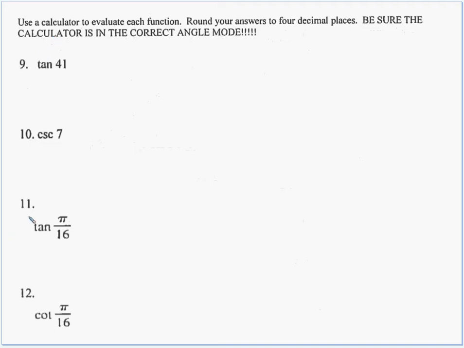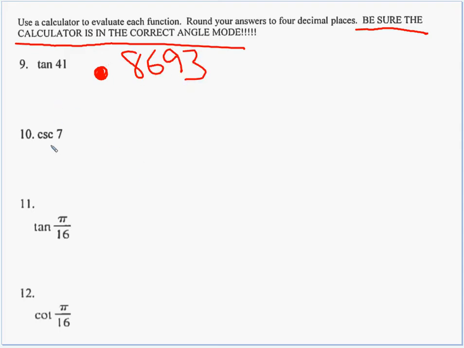Here for these, we're just going to do them on the calculator. Again, I made it in all caps. Be sure your calculator's in the correct mode. So here for this one, that is tangent of 41 degrees. Make sure you're in degree mode. Punch it in, 41 tan. And the directions do say to 4 places. So the first one here is going to be 0.8693.